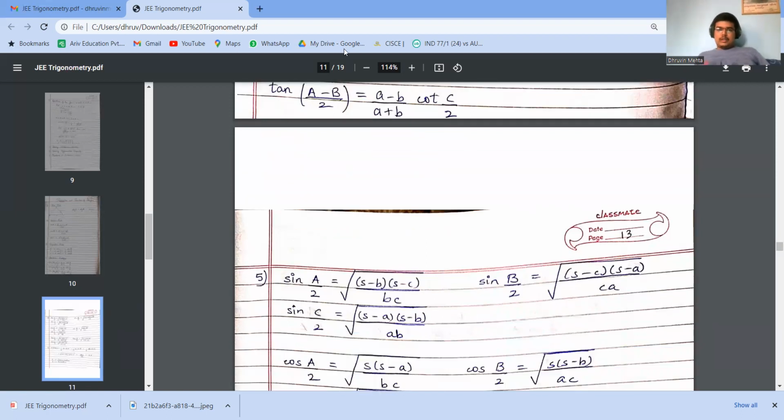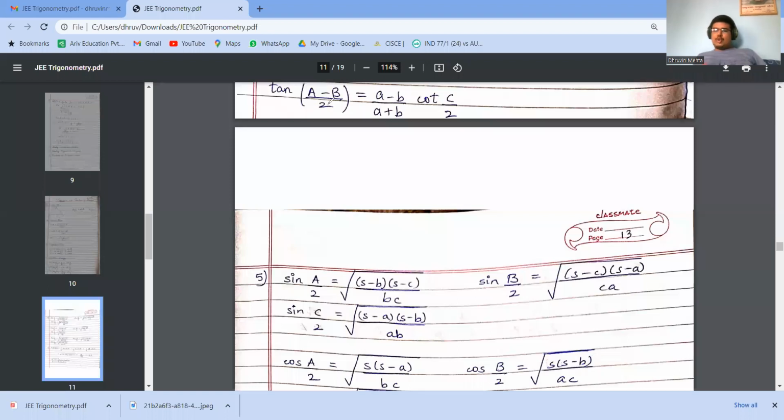So in cos, look, in the numerator, if it is a by 2 then only a will be there. So it's going to be root of s into s minus a, and the denominator is the same, a will not be there, it will be bc. Similarly cos b by 2, numerator b will be there, denominator b will not be there.